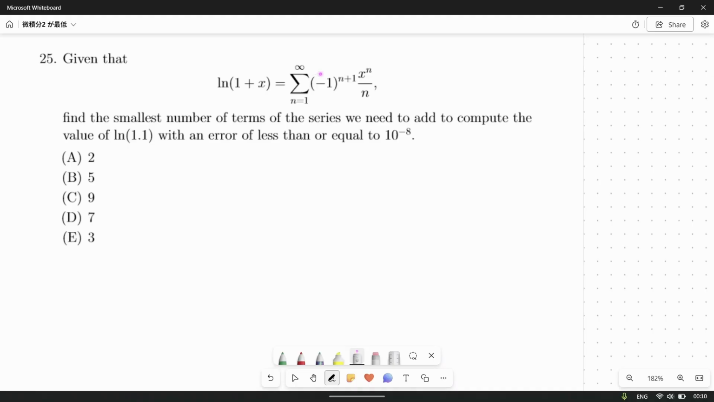And then the question is also asking us to find the smallest number of terms of the series that we would need to add together to compute the value of this within some error threshold here. So it would be safe to assume that we're dealing with a question where we'd have to take advantage of the alternating series estimation theorem to get somewhere.